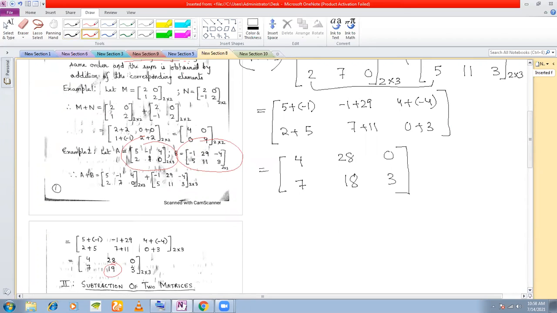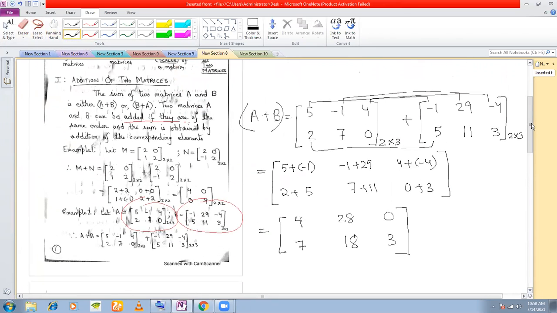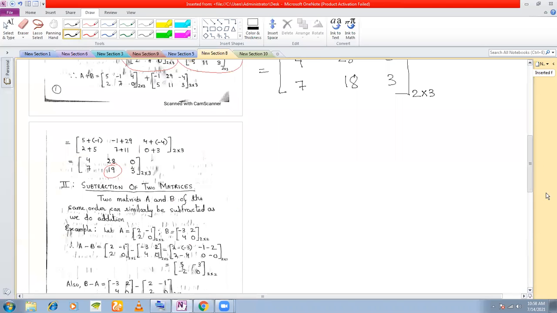Anyway, the point that I'm trying to make here is that when you add these two matrices, we started with both matrices of order 2 by 3. And when you added, you obtained the matrix A plus B, which is also a matrix of order 2 by 3. Okay, so that is what we learn from addition. And this is how the matrices are added.